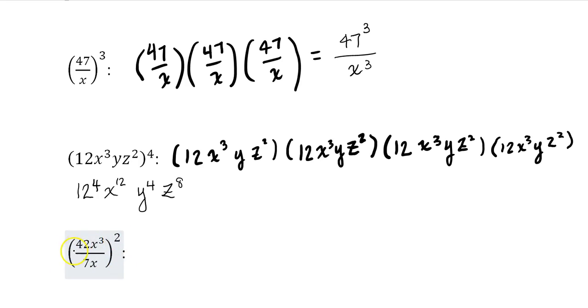Similar circumstance here. I am going to go with the fact that we've got 42 squared, x to the 6, because I have 3 sets of 2, so I'm going to have a 6. And I've got a 7 squared, and I have an x that I am going to square.